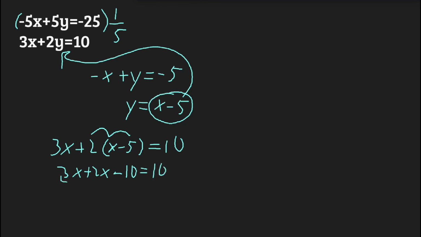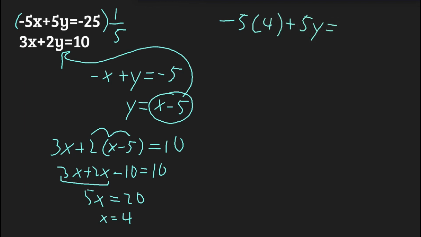So let's combine our like terms here. So 3x plus 2x is going to be equal to 5x. And then we'll add 10 to both sides, and we'll get equals 20. We'll divide both sides by 5 now, and we'll get x equals 4. All right, so I'll just substitute in that 4 for both of these equations here, and let's make sure I get the same y. So for the first equation, if we substitute in that 4, negative 5 times 4 plus 5y is equal to negative 25. That's negative 20 plus 5y is equal to negative 25. We'll add 20 to both sides.